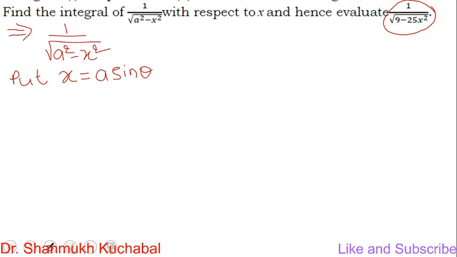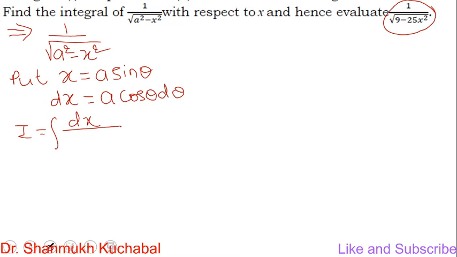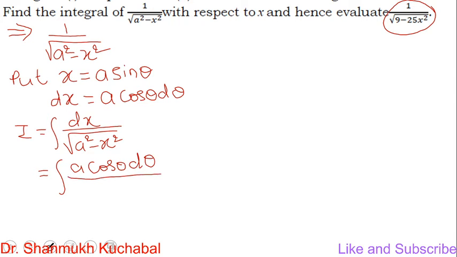Now we have to find the dx value, so we differentiate this. x equals a sine theta, differentiation gives dx equals a cos theta d theta. Now I take the given integral: I equals integral of dx divided by under the square root of a square minus x square. So we have to substitute the dx value, a cos theta d theta.